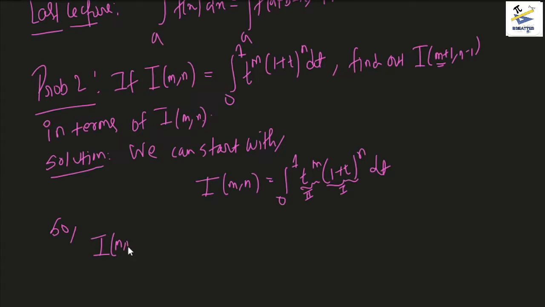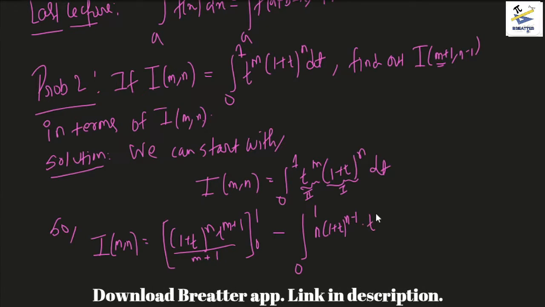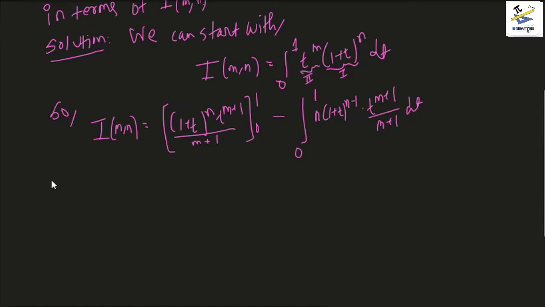I m n equals, the first function remains as it is, and the second function is integrated to become t to the power m plus 1 by m plus 1, and this is going from 0 to 1, right? Minus integration from 0 to 1, the differentiation of (1 plus t) whole to the power n is n into (1 plus t) to the power n minus 1, multiplied by t to the power m plus 1 by m plus 1 dt. So let us come to the next step.